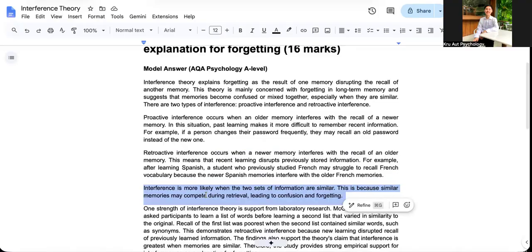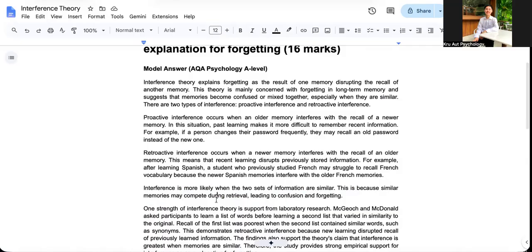Then, interference is more likely when two sets of information are similar, basically just an elaboration of what was already written. This is because similar memories may compete during retrieval, leading to confusion and forgetting. I just think it's good to say that it happens during retrieval, because think of the multi-store model.